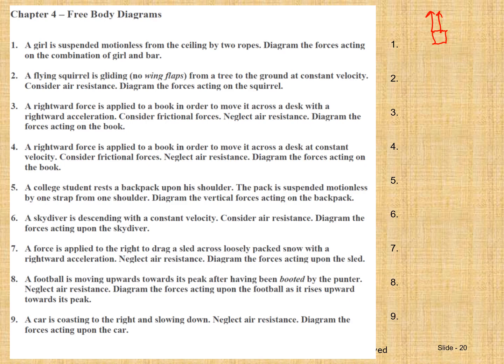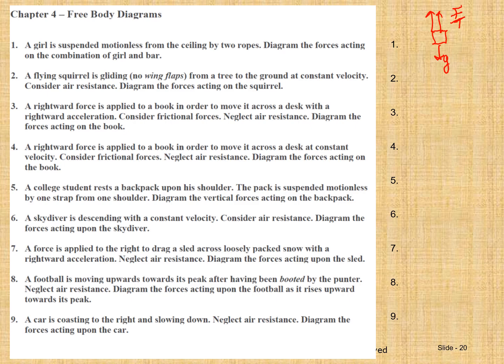Diagram the forces acting on the combination of the girl and the bar. What's missing? Well, she's hanging down, so the force of gravity is acting downward. Gravity is pulling on the girl. I wouldn't mark it wrong if you said the force of weight. Okay, so two ropes up, tension forces. So we're going to label those, and I'm going to put G here for gravity.